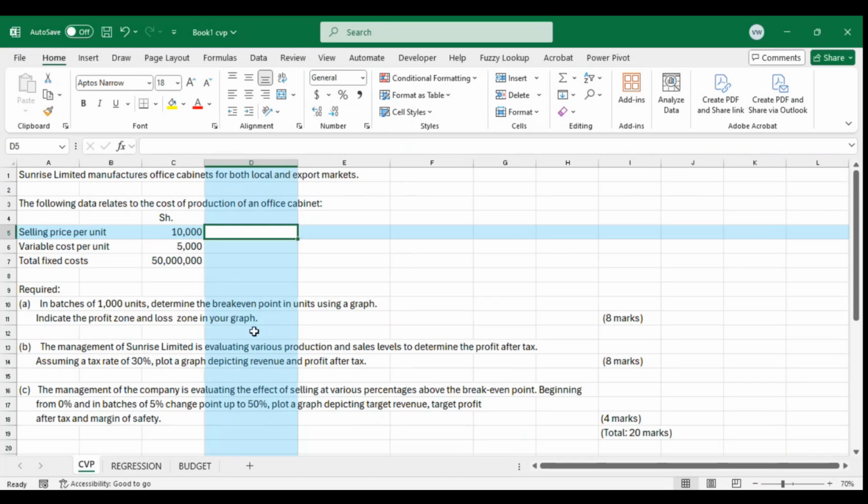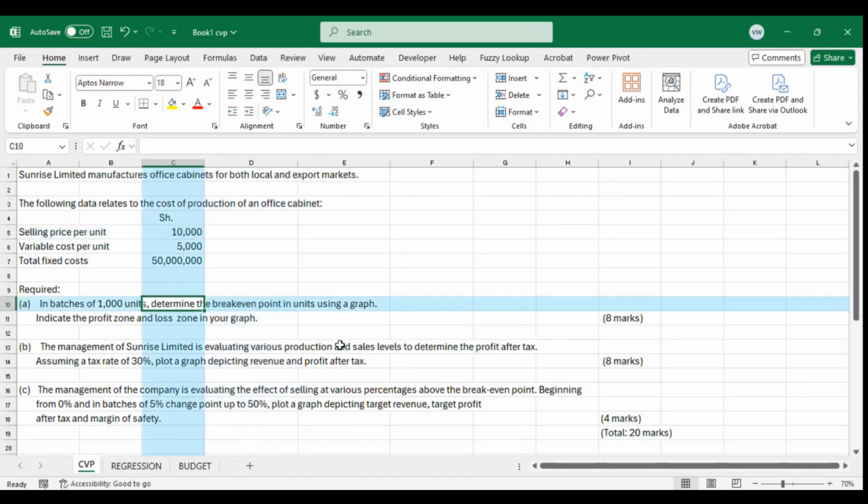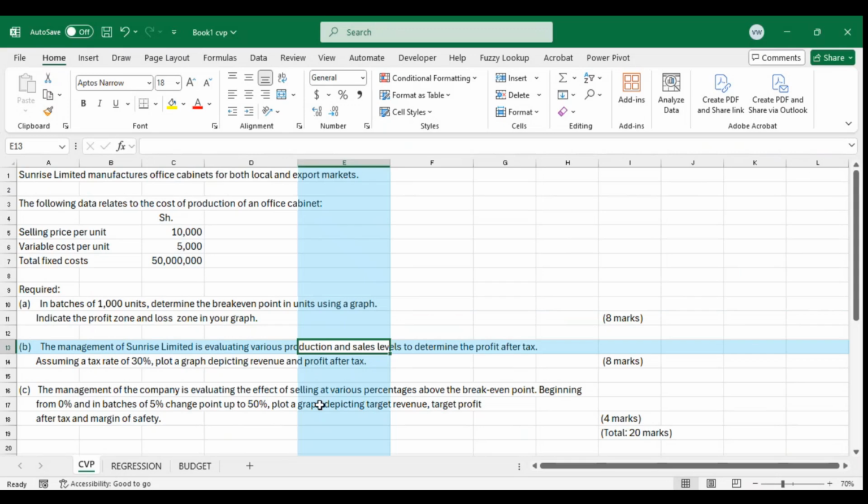Required, in batches of 1,000 units: determine the break-even point in units using a graph. Indicate the profit zone and loss zone in your graph.